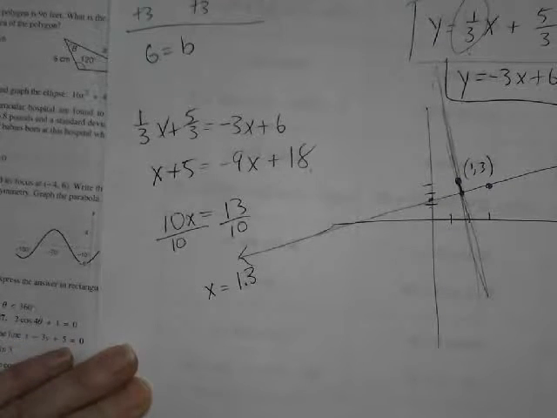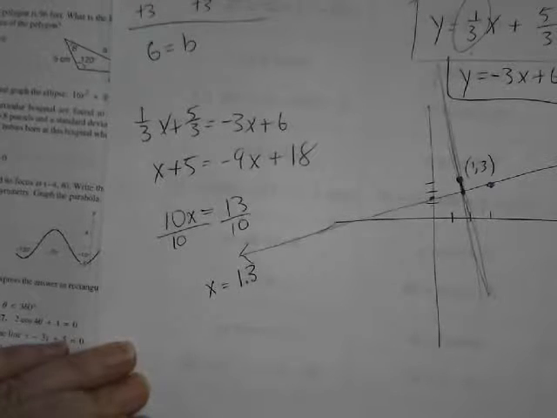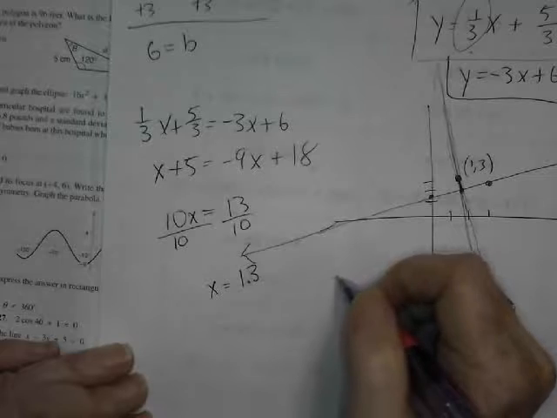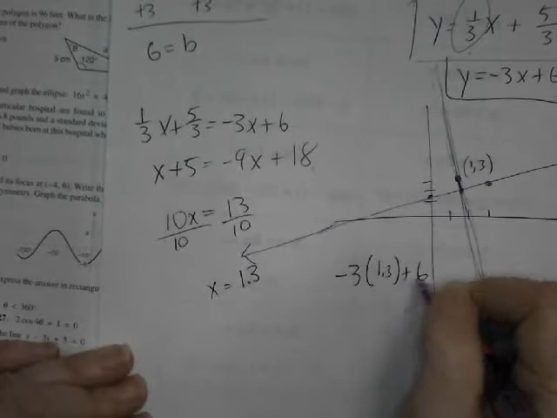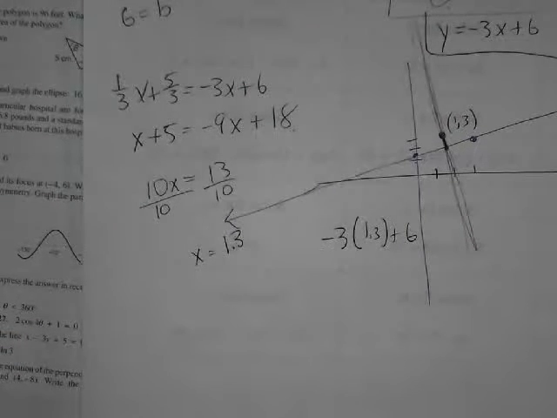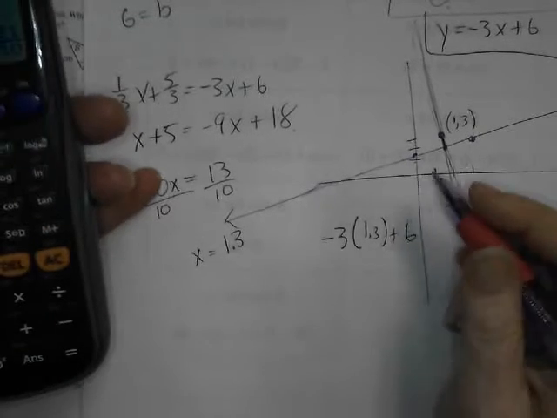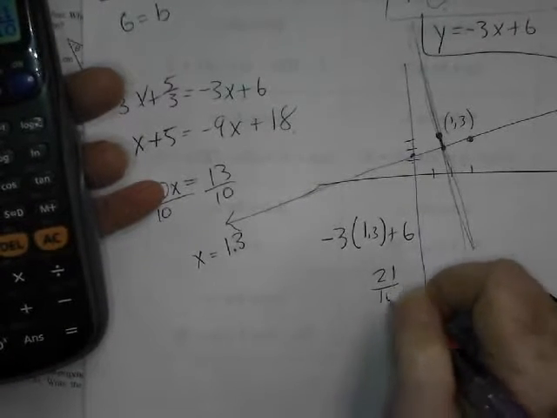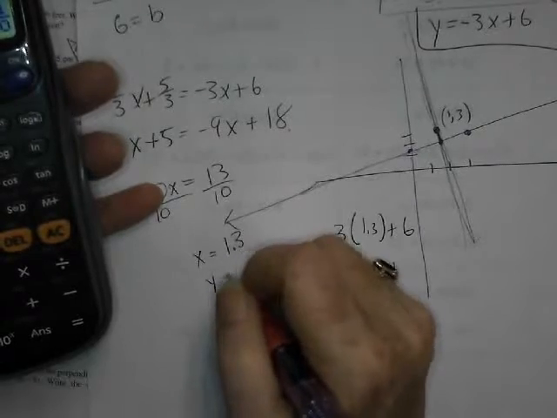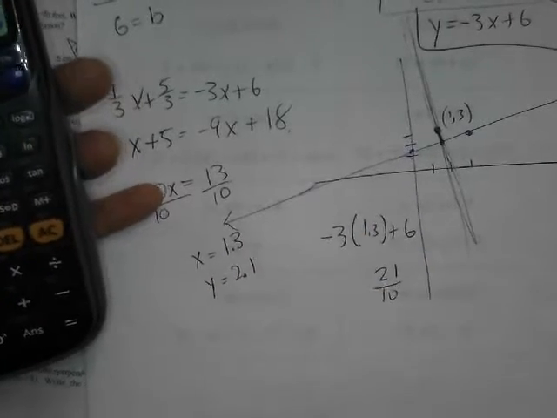Let's make sure we're on the right track. Yep, okay, we're on the right track. So then you want to plug back in. So I can go -3 times 1.3 plus 6 will give me y. 3 times 1.3. I sound so excited about this, huh? I got 21/10. Yeah, 21/10 is correct. So it's 2.1 if I want. I don't know if I think it's easier with the fractions or the decimals.